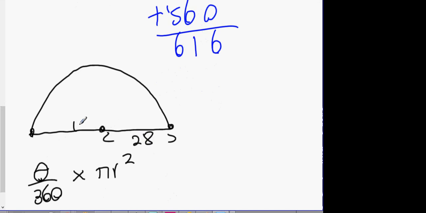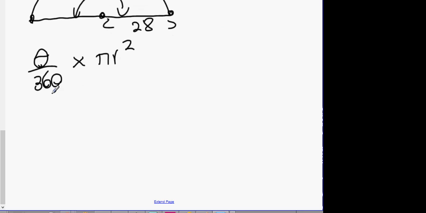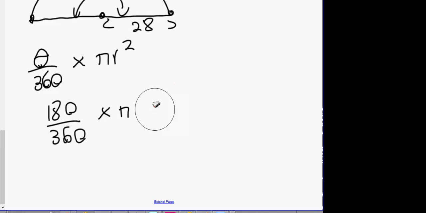What's the angle from here to here? 180. Okay, now it's 180, guys. Now, 180 divided by 360, that equals pi over... What is pi in this question, Stephen Murphy? 22 over 7. What's the radius squared? 28 by 28. It's a big one.